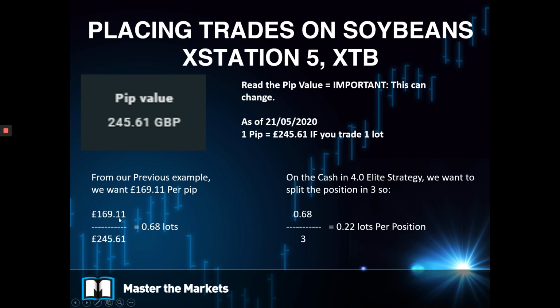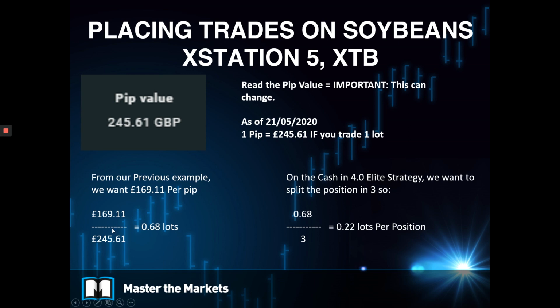So 169.11 divided by what the pip value is, 245.61, and that gives you 0.68 lots. Okay, so 0.68 lots. And remember that the pip value can change. This is not a fixed pip value. You have to check the pip value with XStation at the time of placing the trade and then substitute the numbers accordingly.